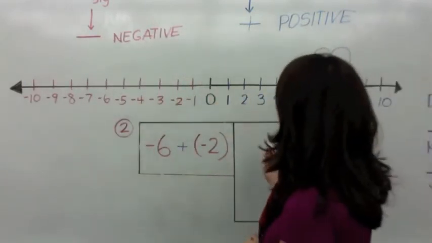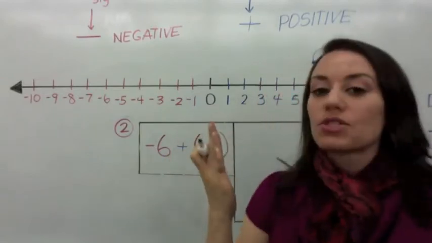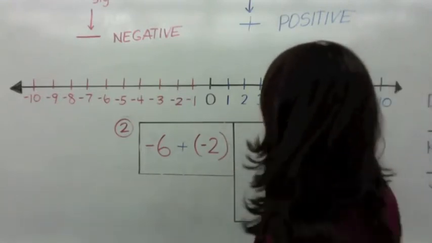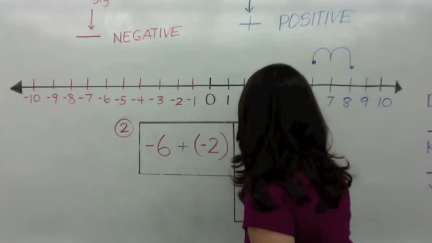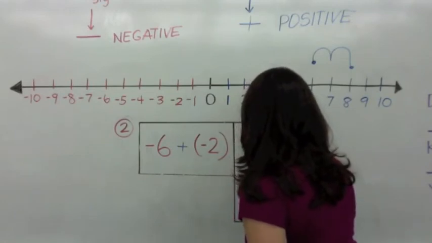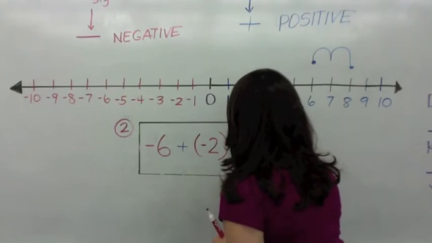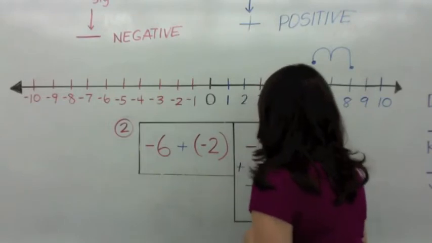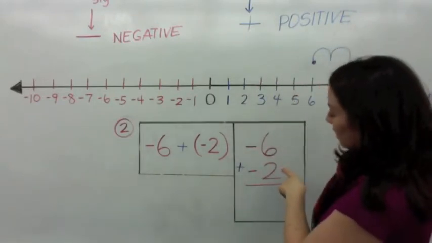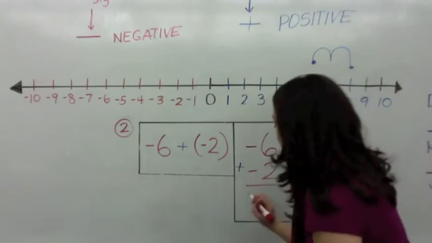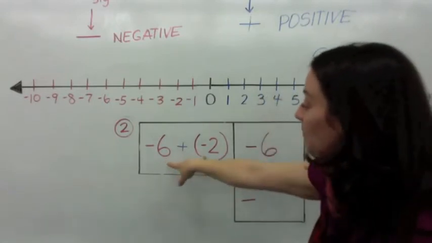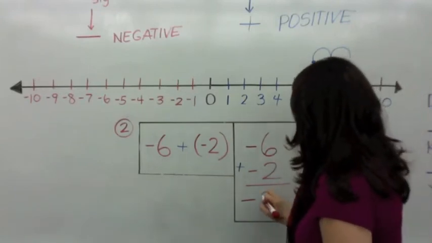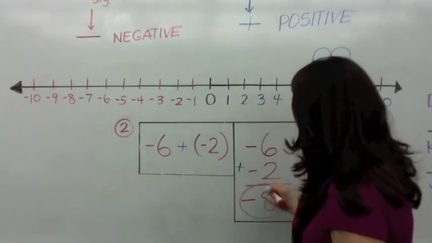So we sing to ourselves, same signs, add and keep. We're going to add these numbers vertically. So in this box, write the numbers up and down so we can do an addition problem. It's going to be negative 6 plus a negative 2. You know you're going to keep the sign, right? Remember, negative, negative, negative. The answer has to be negative because you're going to keep that sign. So we are adding. You say 6, 7, 8. So the answer here is negative 8.